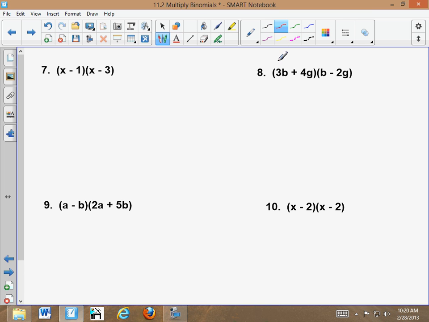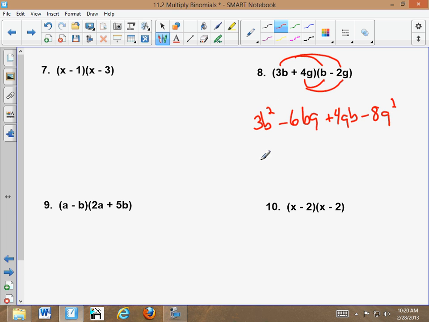Let's look at number 8. Again, we have to multiply the 3b to everything in the second binomial, and multiply the 4g to everything in the second binomial. 3b times b is 3b squared. 3b times negative 2g is negative 6bg. 4g times b is plus 4gb. 4g times negative 2g is negative 8g squared.